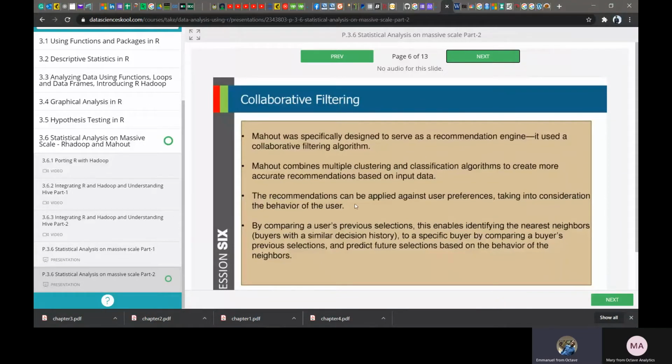So the recommendations can be applied against user preferences, taking into consideration the behavior of the user by comparing a user's previous selections. They also use this in retail stores. If I select product A and product B, I think you'll like product C, stuff like that. So very interesting. These are machine learning algorithms.